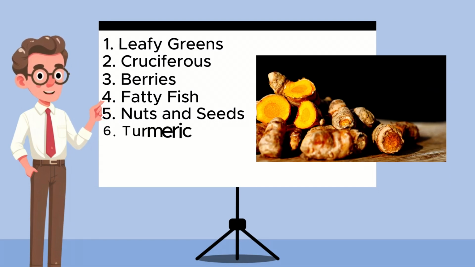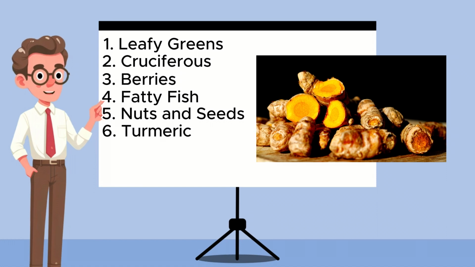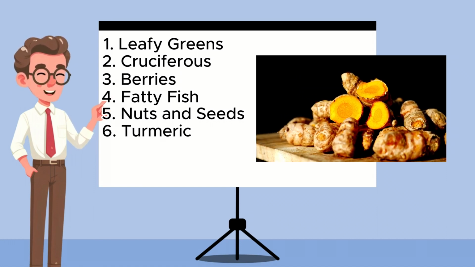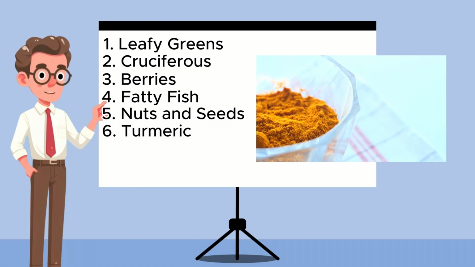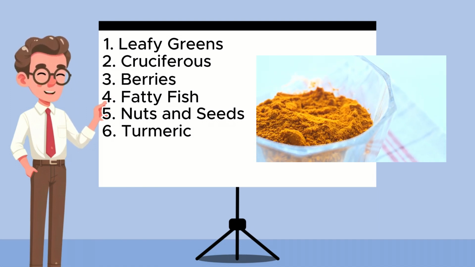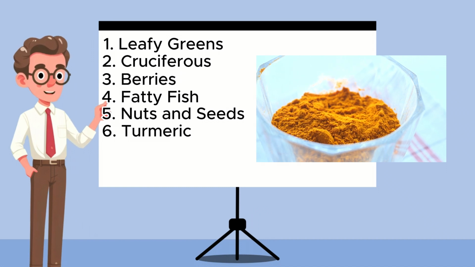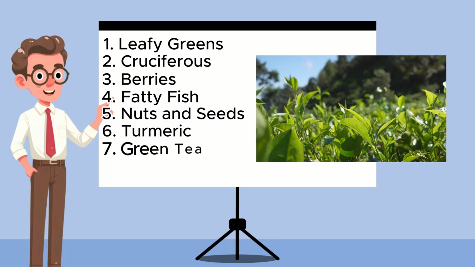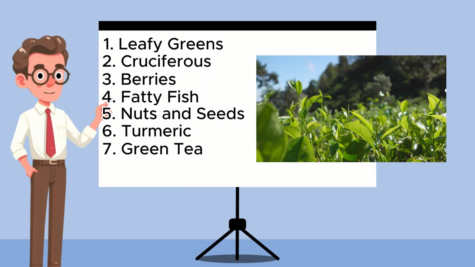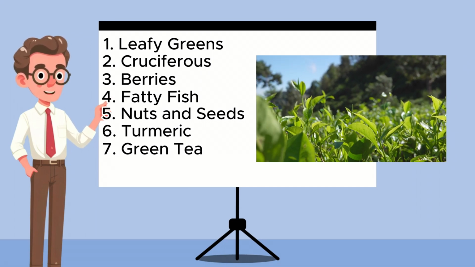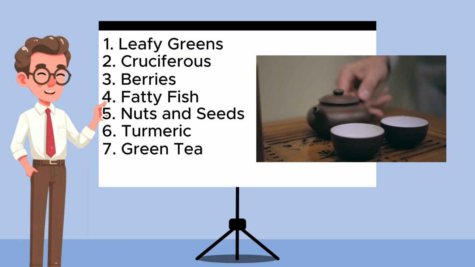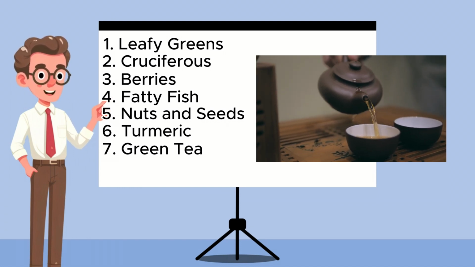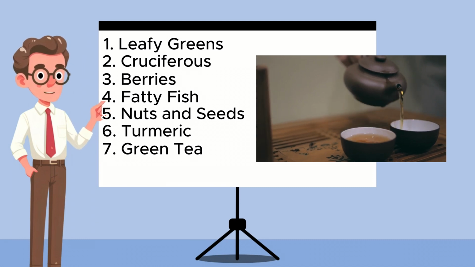Number 6. Turmeric contains a compound called curcumin, which has powerful anti-inflammatory and antioxidant properties. Consuming turmeric or its active component curcumin may help reduce inflammation in the liver and improve liver function. Number 7. Green tea is rich in catechins, antioxidants that have been shown to protect liver cells from damage and reduce inflammation. Drinking green tea regularly may help improve liver health and reduce the risk of fatty liver disease.